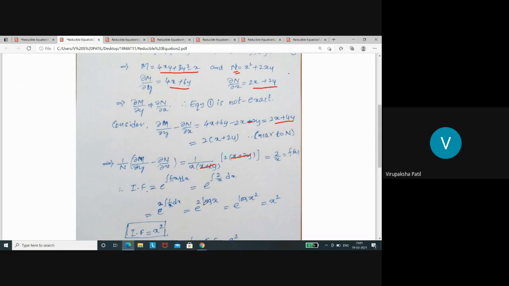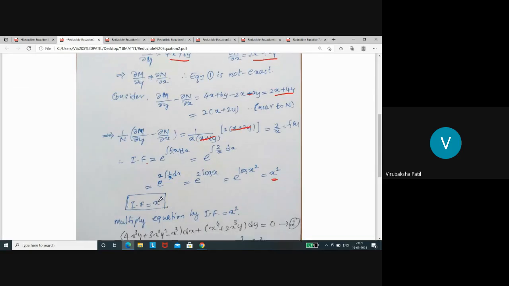Now in the e raised to whatever you got here, the logarithmic term, using the properties of logarithms, what can you write? You can write it as e to the power log x squared, using the logarithmic property m log n. Then e to the power log x squared means, using the properties of logarithms and exponential terms, you can write it as x squared. So the integrating factor becomes x squared.